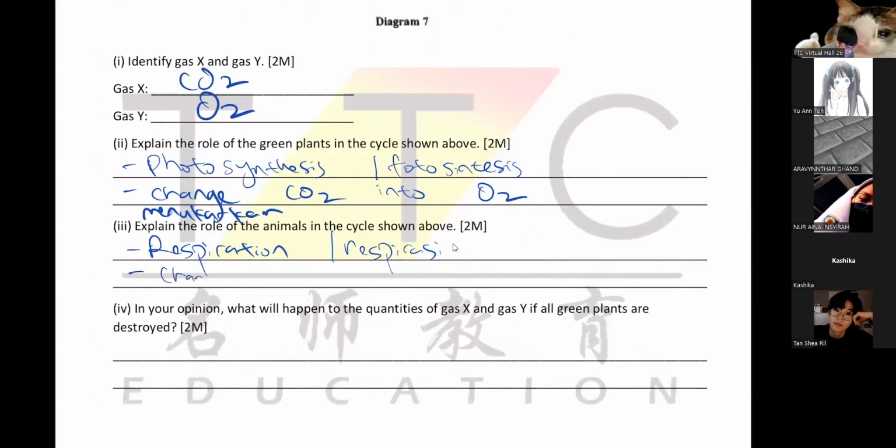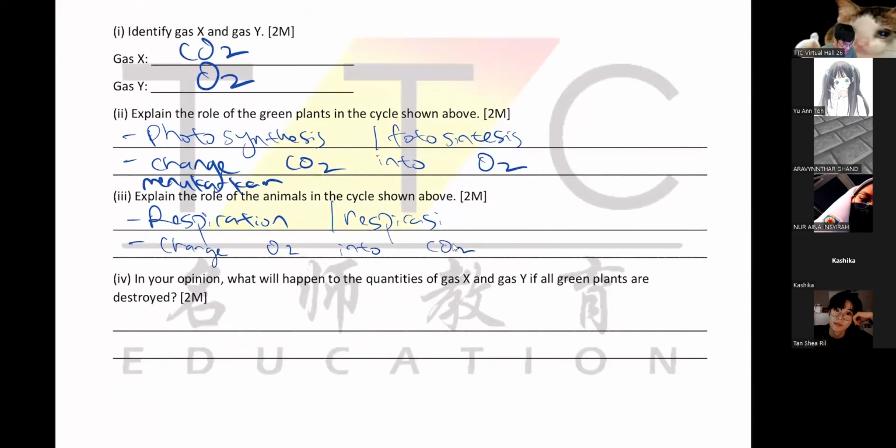So number 3, explain the role of animals in the cycle shown above. What's your job? Your job is to do the reverse, right? You do respiration, respirasi. So it's the reverse lah. You change oxygen into carbon dioxide. Menukarkan oksigen kepada carbon dioxide. Plants, they change it, you change it back. So you guys do the reverse lah.